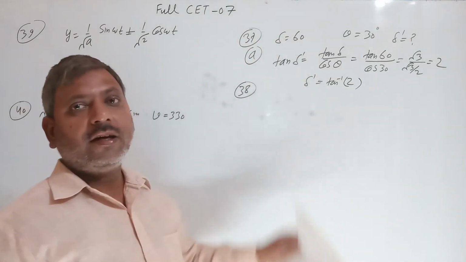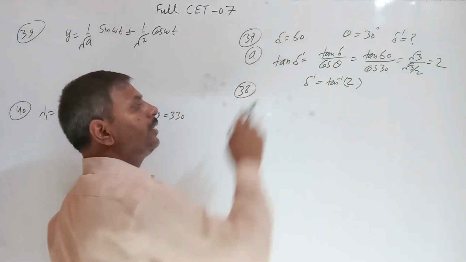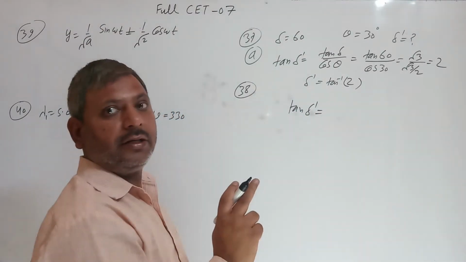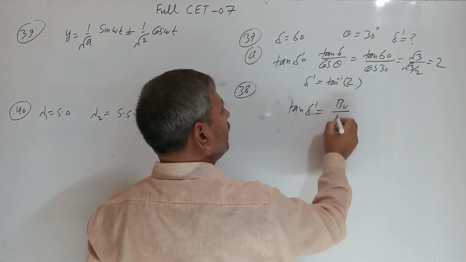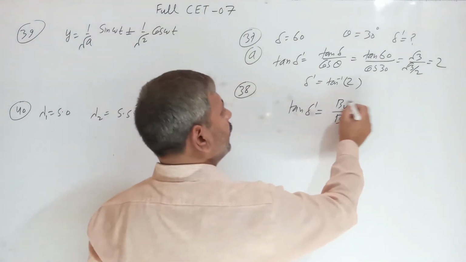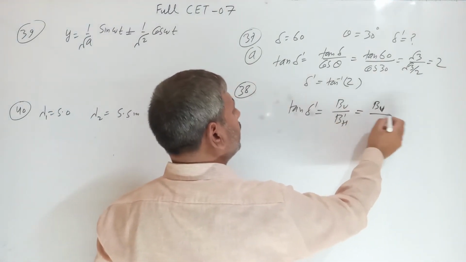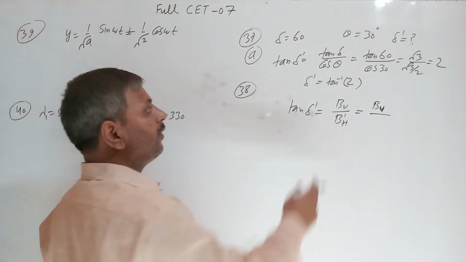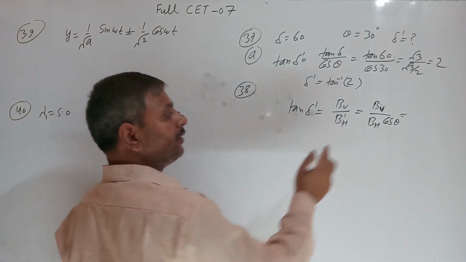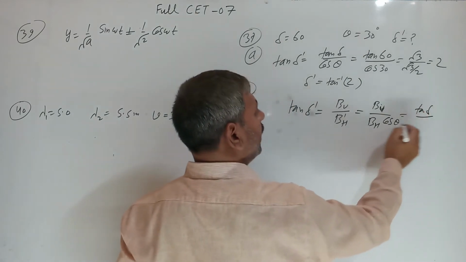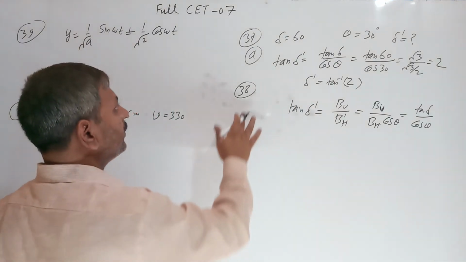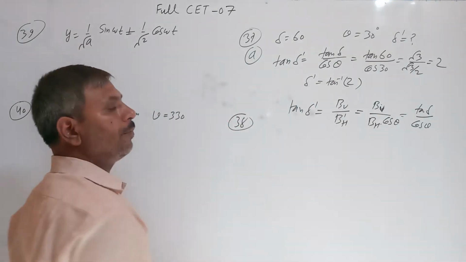See here, what is the relation between the apparent and the true angle? Tan of the apparent angle is equal to BV upon the horizontal component. The actual vertical component is the same everywhere, and the horizontal component in terms of theta is BH cos theta. So BV upon BH cos theta, that is tan of the true angle of dip upon cos theta. So this is the relation. By this relation, we can find the apparent angle of dip.